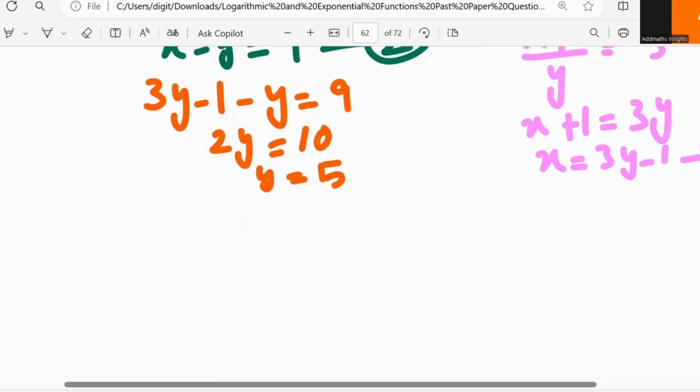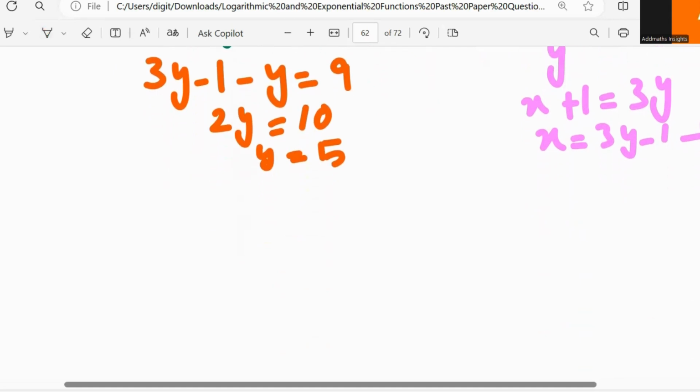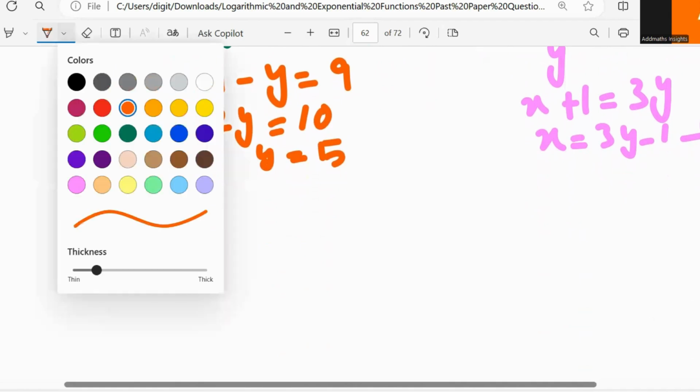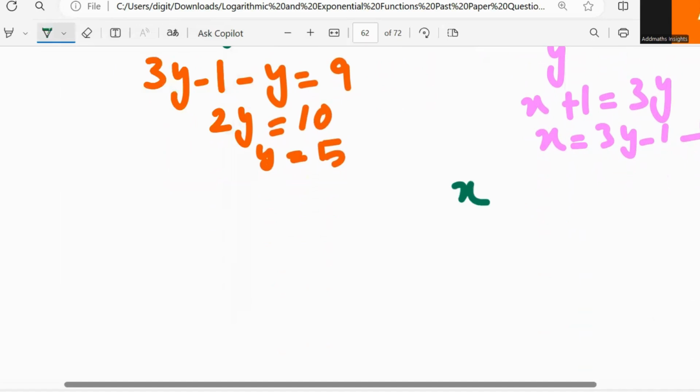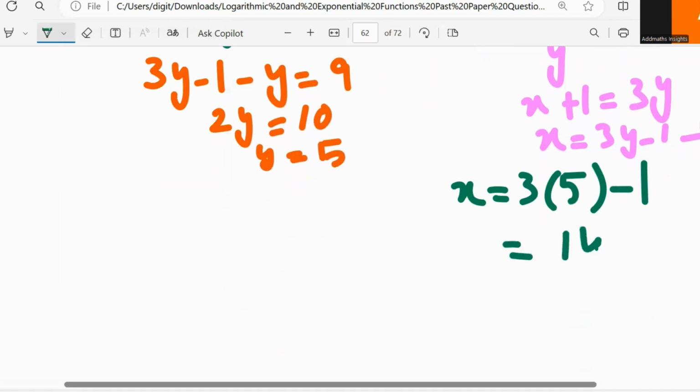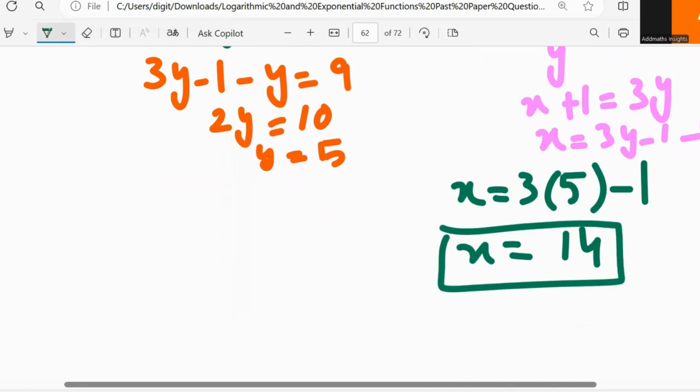Now when you substitute this value here, the value of x is equal to 3 into 5 minus 1, which is 15 minus 1, is 14. So now we have the value of x is 14 and the value of y is 5. This is how you can solve these simultaneous equations.